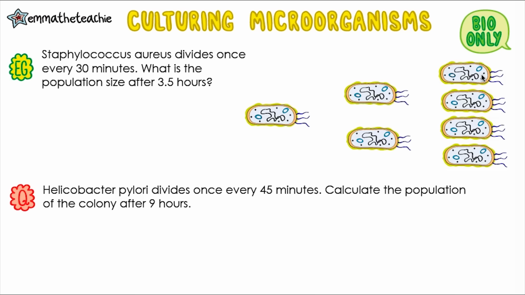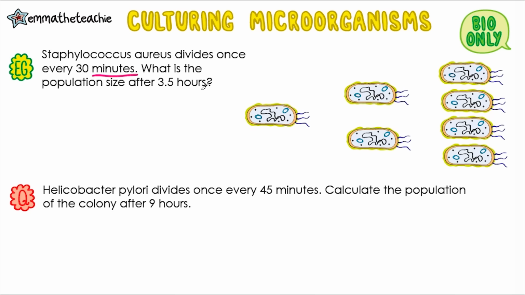You need to know how to calculate the number of bacteria in a population. You'll be given the mean time and asked to work out how many there are after a certain length of time. So let's look at an example. Staphylococcus aureus divides once every 30 minutes. What is the population size after 3.5 hours?